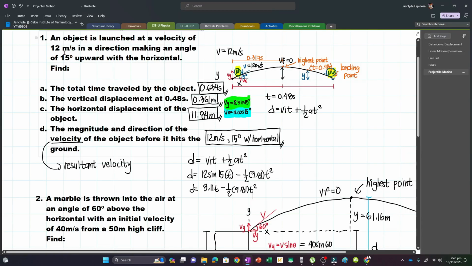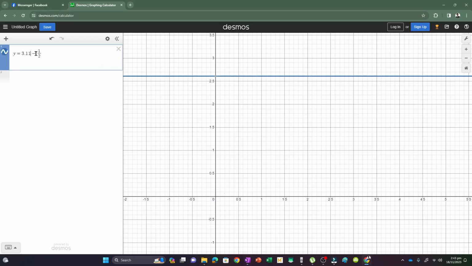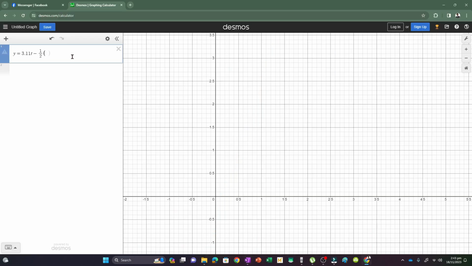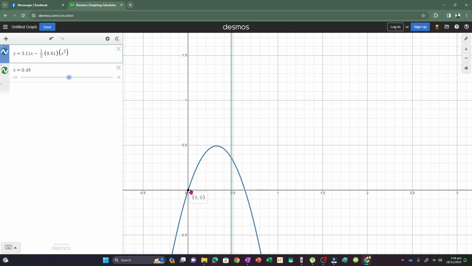And then minus 1/2 times 9.81 times t squared. Here is our starting point, our origin, which is our initial point. And then this is our highest point. Now, at time equal to 0.317, it will reach the highest point y. Again, here is our time and here is our y.